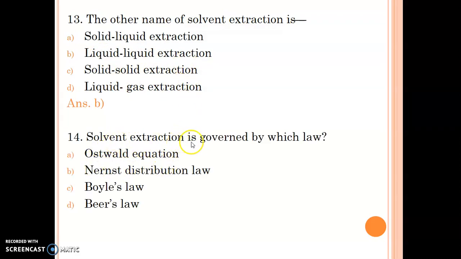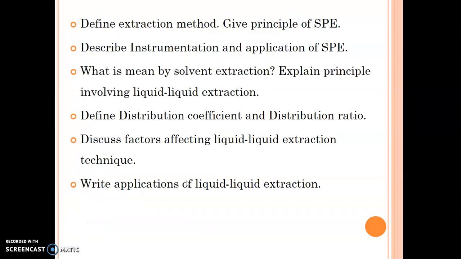Next, solvent extraction is governed by which law? Options are Ostwald equation, Nernst distribution law, Boyle's law or Beer's law. And correct answer is option B, that is Nernst distribution law. So next are the long question answer type questions. So here questions are: define extraction method, give its principle, or give the principle of solid phase extraction. Then describe instrumentation and application of SPE.